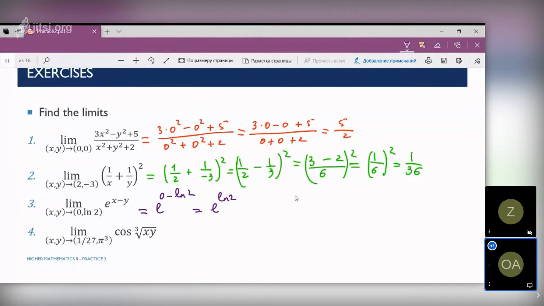What is ln itself? ln, natural logarithm, right? Just the ln. What does it mean, ln? It's the natural logarithm. Okay, we can write here ln.